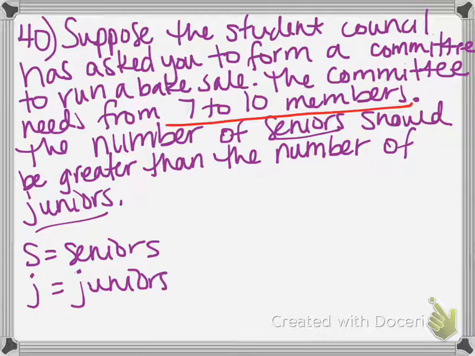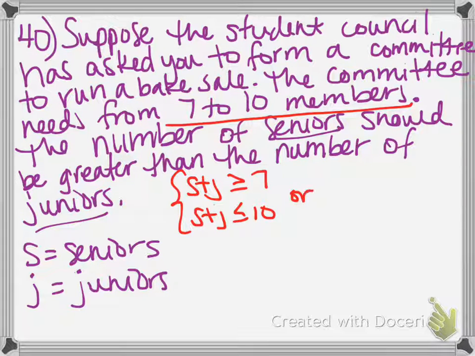So you can write this one of two ways. You can write it as, S plus J is greater than or equal to 7. S plus J is, not greater than or equal to, less than or equal to 10. So that could be one way, or you could write it as 7 is less than or equal to S plus J, which is less than or equal to 10. So either way that you want to write it, you don't write both. You write one or the other. Okay, but that would be a half a point to a whole point for that.